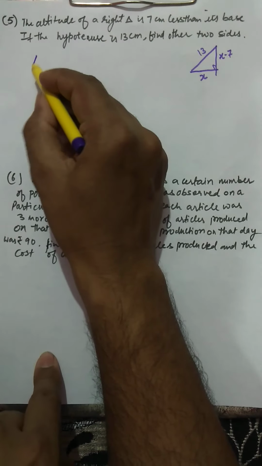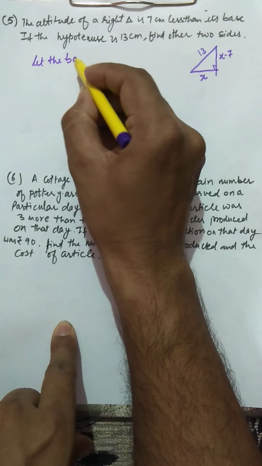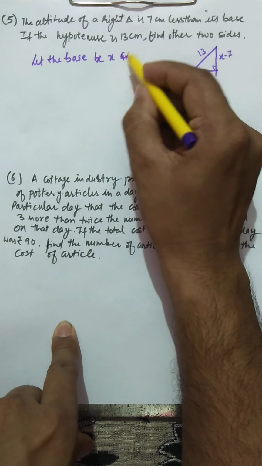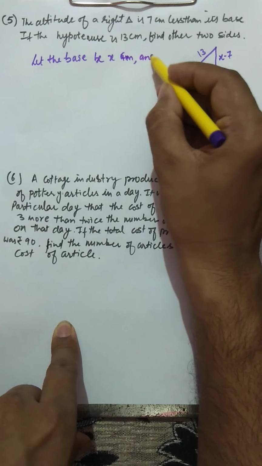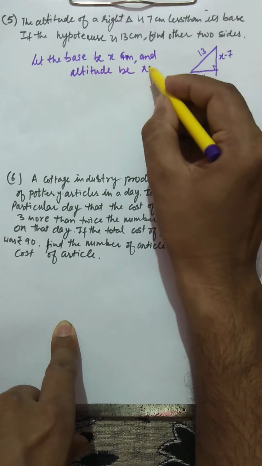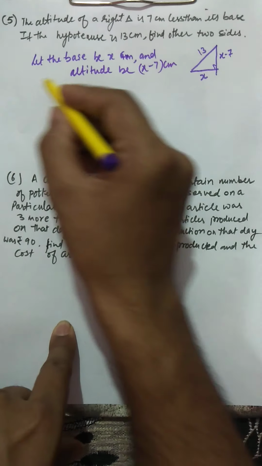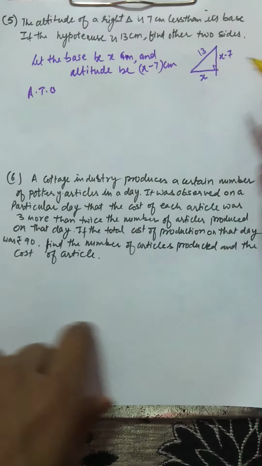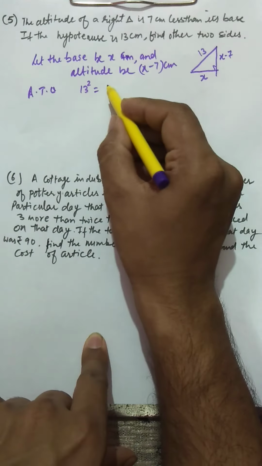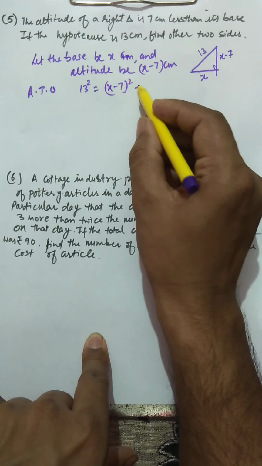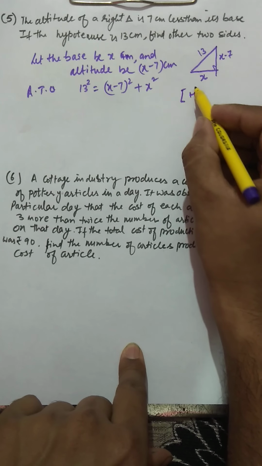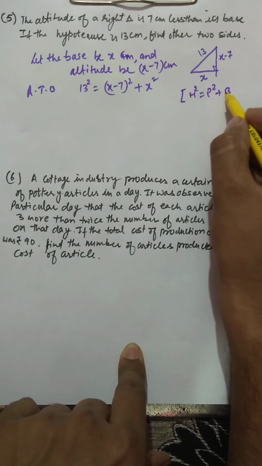So you will write, let the base be x centimeter and altitude be x minus 7 centimeter. So you know that we can apply Pythagoras theorem in this right angle triangle. So it will become 13 square equal to x minus 7 square plus x square. So Pythagoras theorem is that hypotenuse square equal to perpendicular square plus base square.